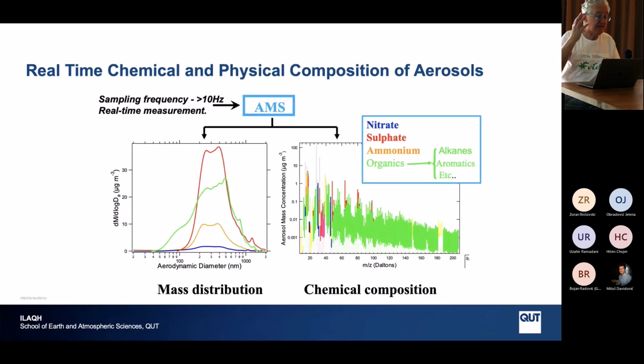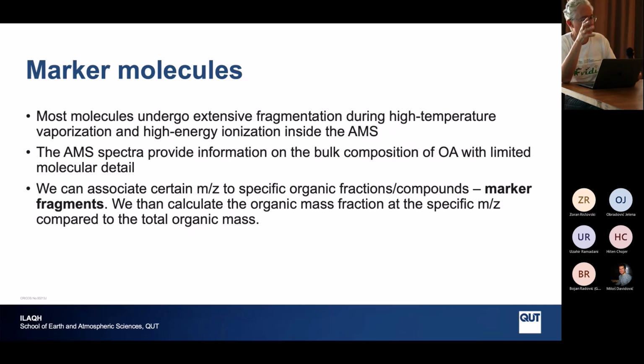So besides giving these for the major components, you also get fluorines, etc. Several of the major components. There are certain marker molecules.